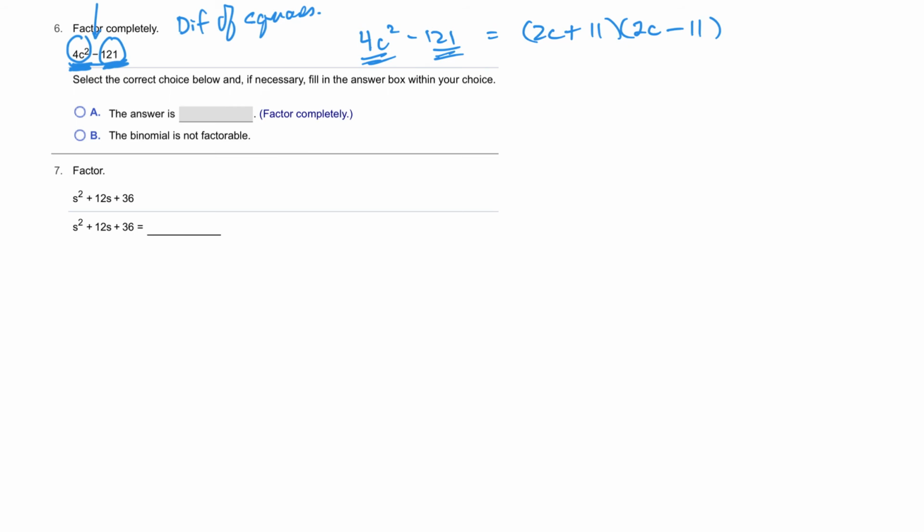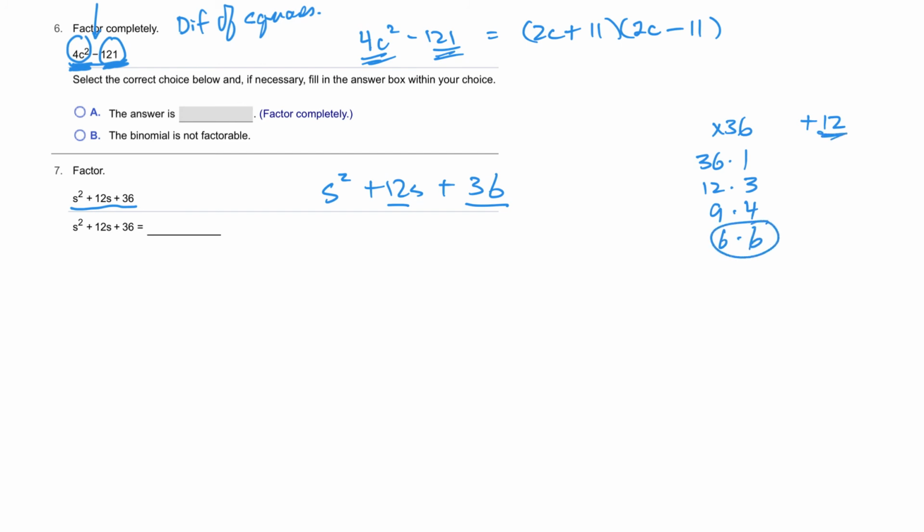Okay, here's another one. It's a trinomial, and I can do it the same as I've done the others. s squared plus 12s plus 36. So I'm looking for two numbers that multiply to 36, and the same numbers have to add to 12. So they multiply to this, add to that. So 36 times 1, 12 times 3, 9 times 4, 6 times 6. Oh, they have to add to 12. There's my numbers right there.